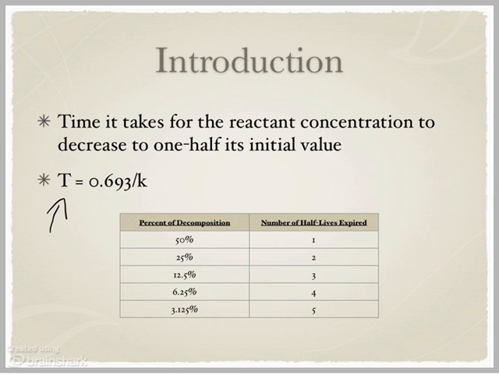So I did provide you with the table to be able to show you that, where if you're talking about 50% of a particular reactant decomposing, that means you've gone through 1 half-life. But then if you were to keep decomposing after that, to 25%, that's half of 50, so that means you've gone 2 half-lives. Then if you go another half, for 12.5, you've gone 3 half-lives. Go another half, there's 4. Go another half, there's 5. So this is just a way of being able to figure out how many half-lives you've actually gone through, by looking at the percentage of decomposition that you have left.